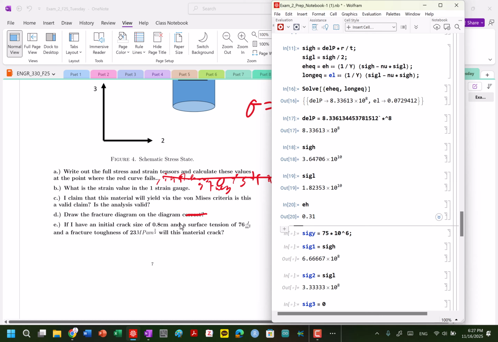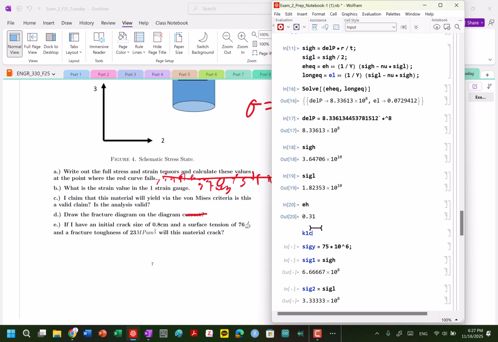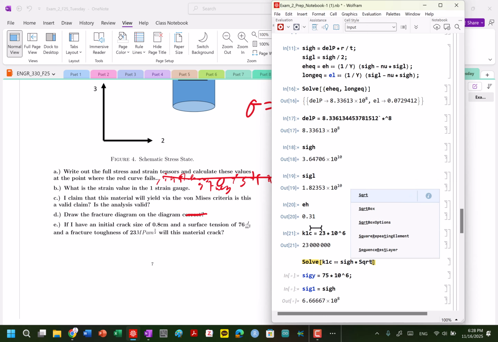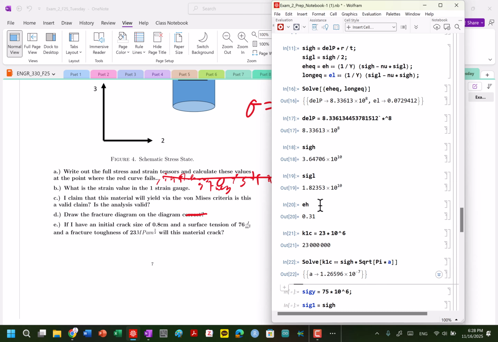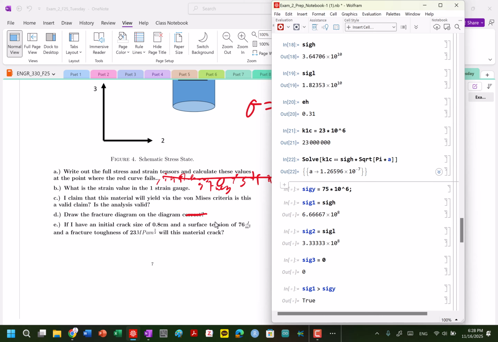And then E, all right, I have initial crack size of this, surface tension of this, fracture toughness of this, will the material crack? All right, now we can go ahead and say, I'm going to say my K1C. K1C is equal to 23 times 10 to the 6th. Solve K1C, set that equal to sig H times square root pi times A. So at least this is how I want to solve it. I don't want to do surface tension because again we're metal, so it's not valid. So if I have a crack size of this or larger, oh yeah, we're for sure cracked.